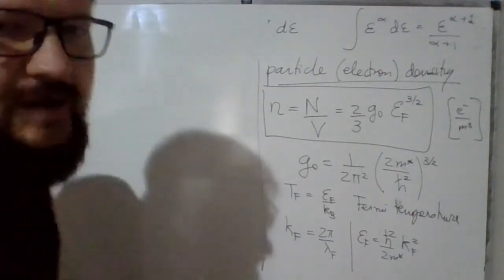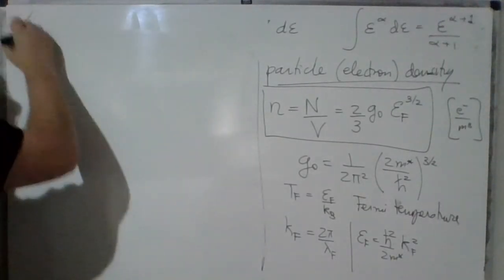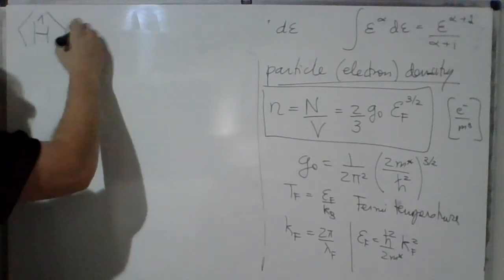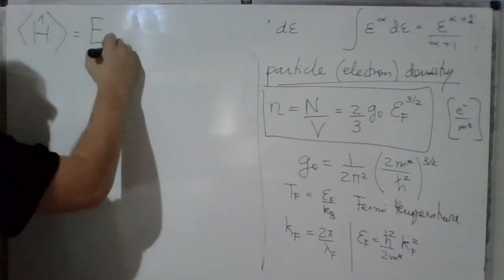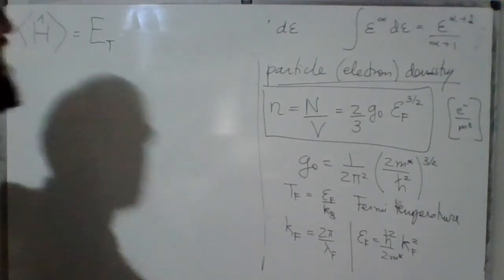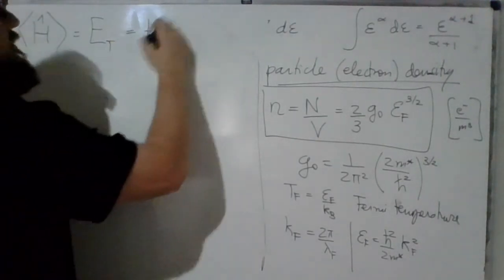Now we can calculate the energy. So the Hamiltonian average is the energy of the gas. This is the energy of the gas, the total energy.